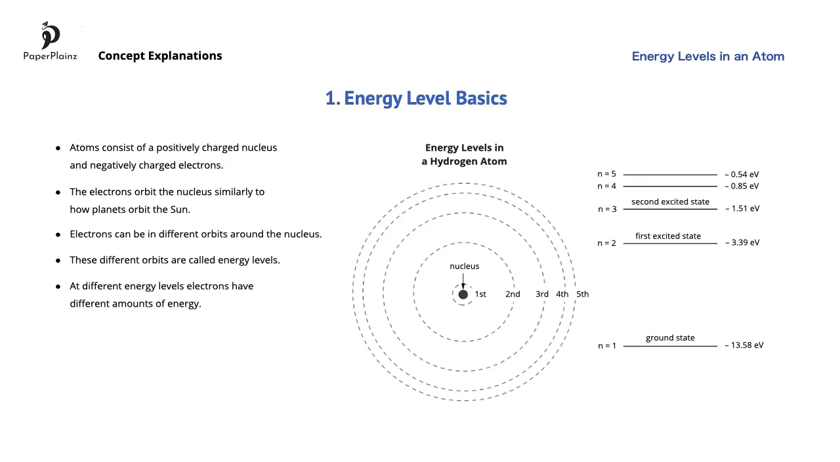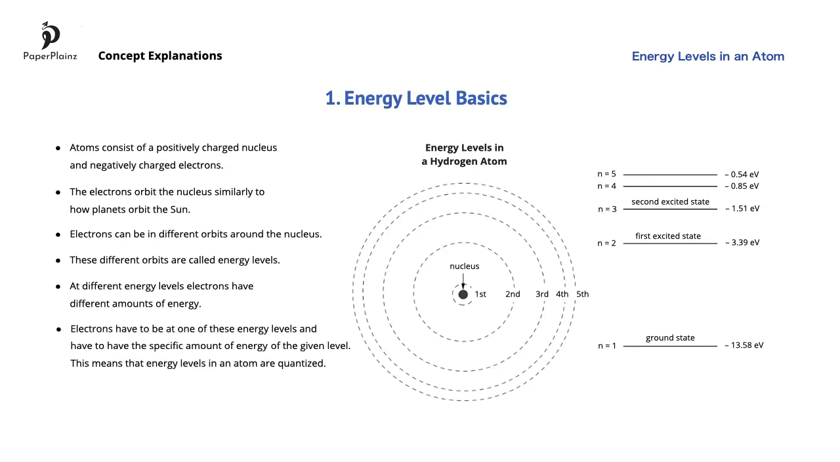An extremely important point is that electrons have to be at one of these energy levels, therefore they must have the specific amount of energy of the given level. This means that energy levels in an atom are quantized. Put slightly differently, if you examine an electron in a hydrogen atom, it will always have one of the 5 energy values that you see here. You will never find an electron with an energy of, for example, negative 10 electron volts. Or if you do, you can probably claim the Nobel Prize in Physics.